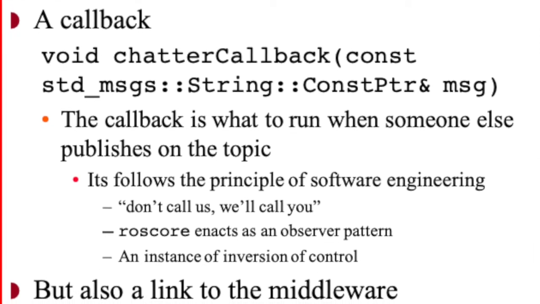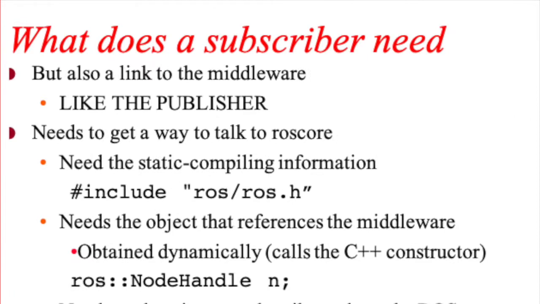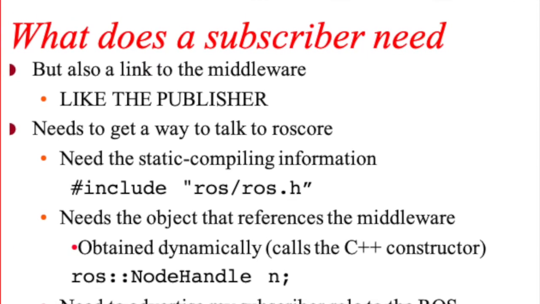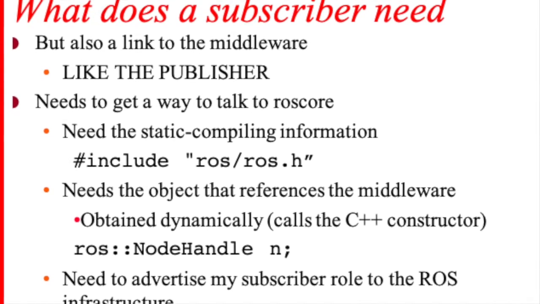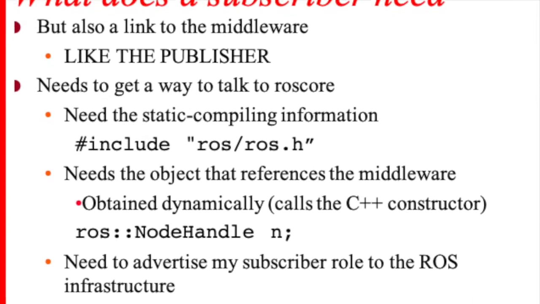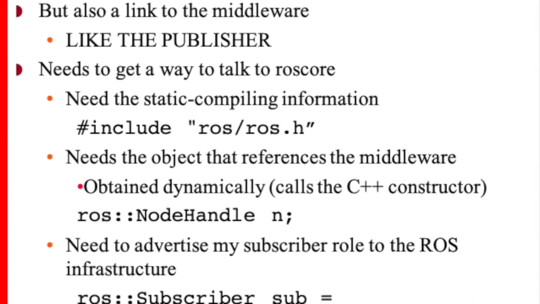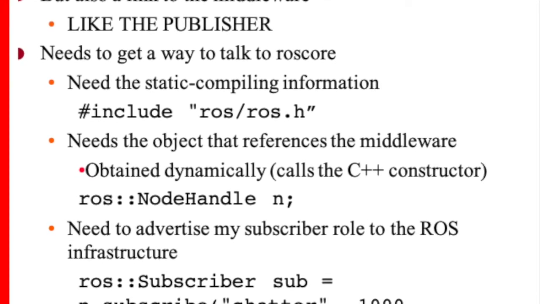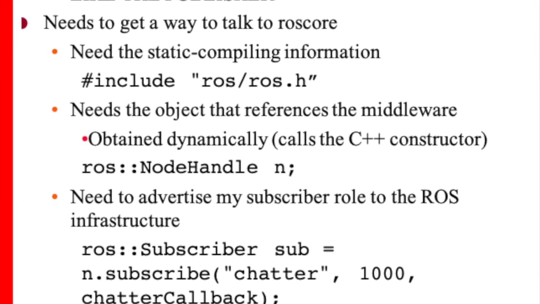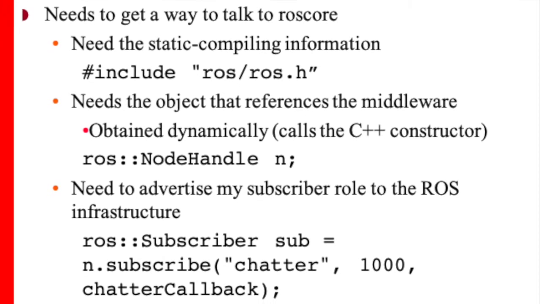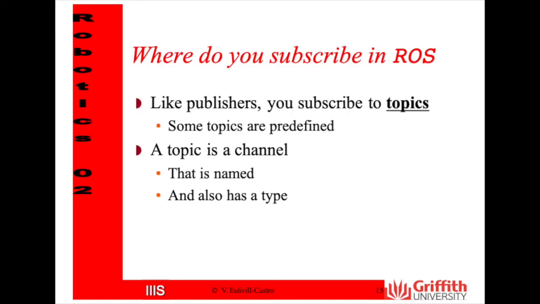Any node must have links to the middleware. So a node hosting a subscriber needs, like for the case of the publisher, some common elements. It needs the include file for the ROS infrastructure. It needs to construct dynamically a node handle, and it needs to create an object of the class subscriber.